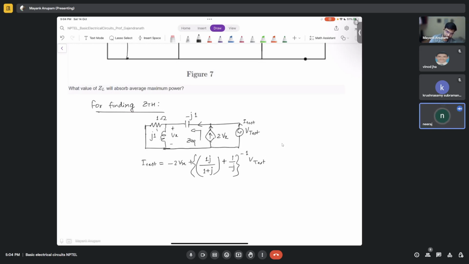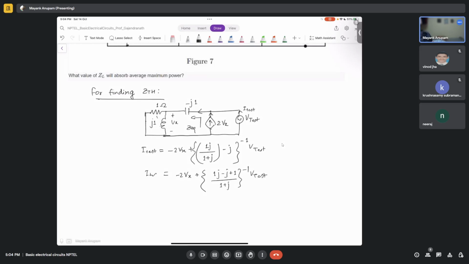Sir, here, sir, 1 by minus j, sir. Yeah, what is the problem with that? Oh, yes. Sorry. Thank you. It will be simply minus j here. Right. Is it correct now? Yes, sir, I think so. Yes. So it is minus 2Vx plus, and this will be how much? So 1j minus j and plus minus j is again 1, right? 1 plus j inverse of this times V test is I test. So it is minus 2Vx plus, it is 1 plus j divided by, then this cancels, so it will be 1 times V test, right?